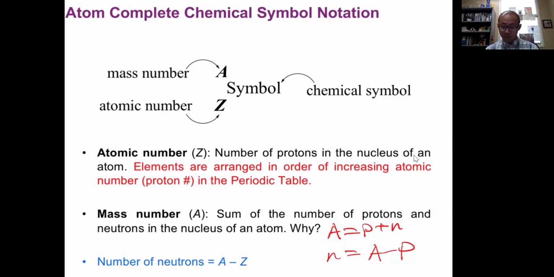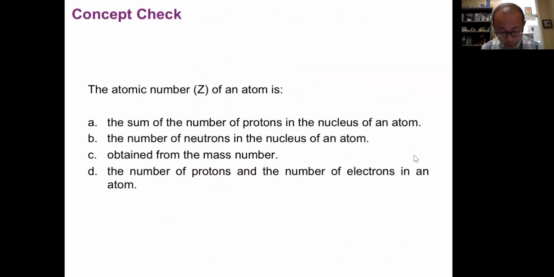This is how we play with the mathematics of these numbers. But again, this is the common notation we use in the notation of these atoms, indicating the symbol, the number of protons, and also the number of protons plus neutrons, which we call the mass number. Okay, a very quick check.